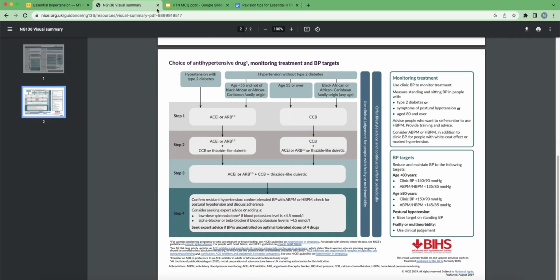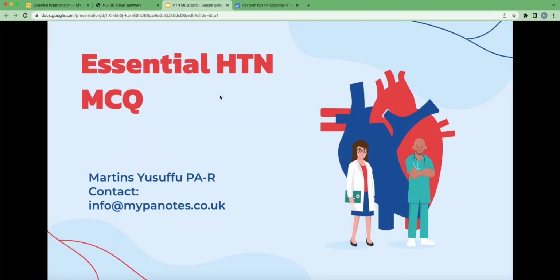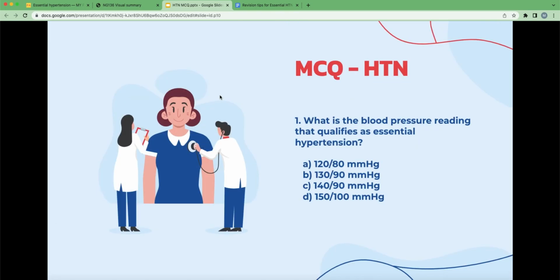All right, so let's move to the MCQs. Question number 1: what is the blood pressure reading that qualifies as essential hypertension? This should be quite easy. 140/90.